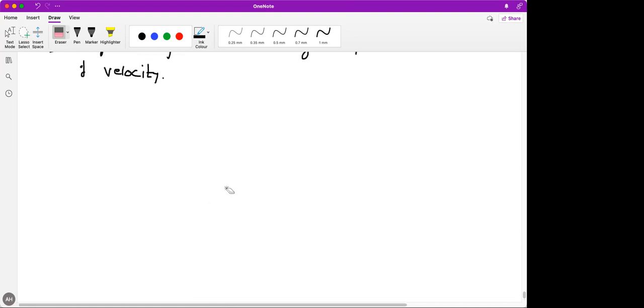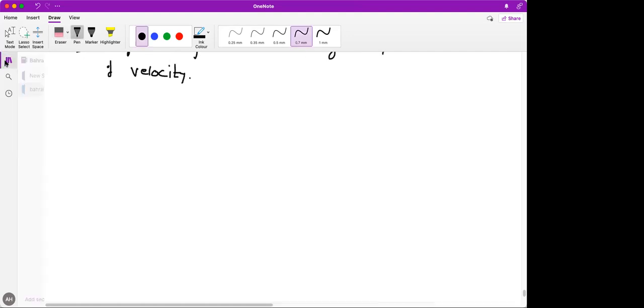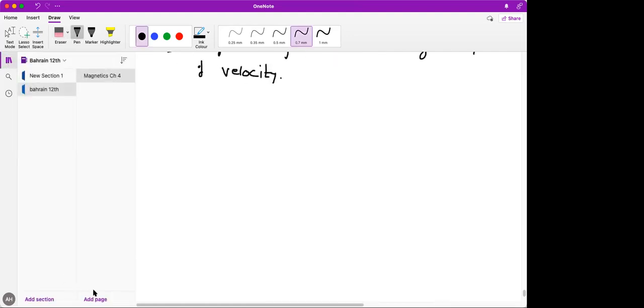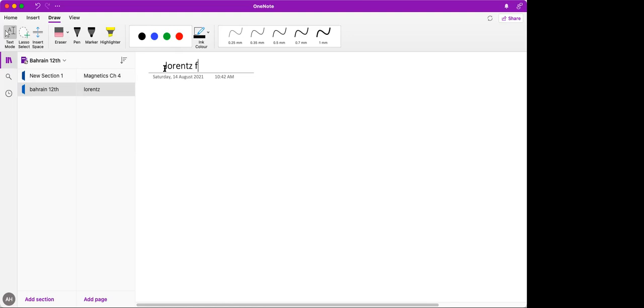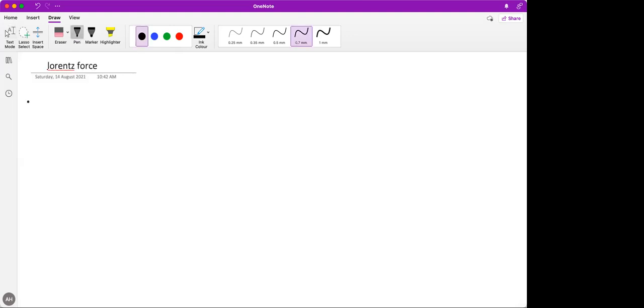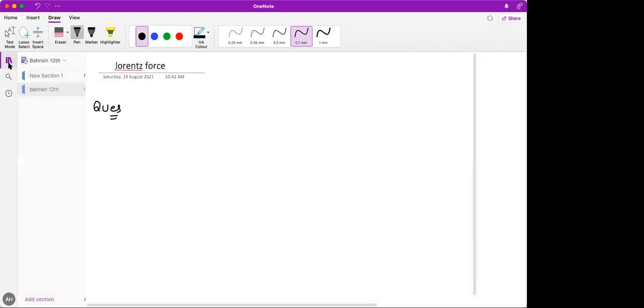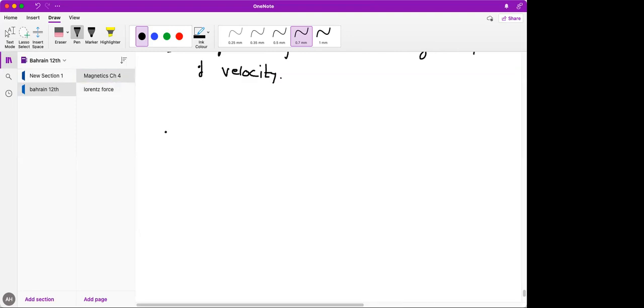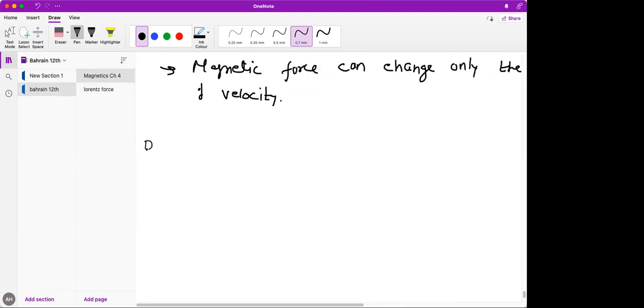Let's solve a few questions on this concept. First question. Okay, before starting this question, next is the direction of force. Direction of magnetic force.